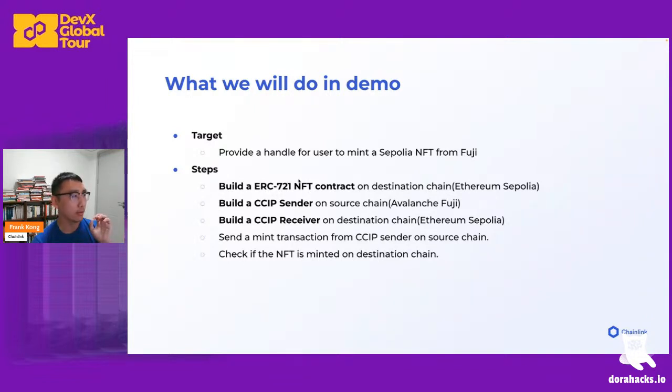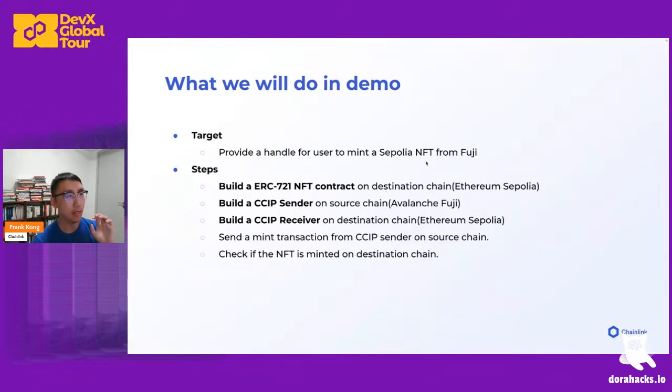The steps are that we build an ERC721 smart contract on the destination chain, we build a CCIP sender on the source chain, and we build a CCIP receiver on the destination chain, and then we send a transaction from this sender to call the ERC721 smart contract on the receiver to get a new NFT. And without having any funds on Ethereum Sepolia, you can just mint a new NFT from this NFT collection.